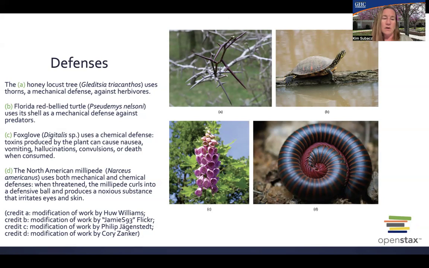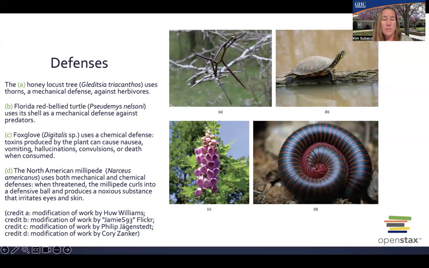Another defense, we got our turtles. Some of us got to play with turtles in class when we captured them out of the lake. And they looked a whole lot like this little guy right there. He's so cute. That's a little red-bellied, and our little pond sliders looked very similar. Eating, hide in a shell, that's a great defense.